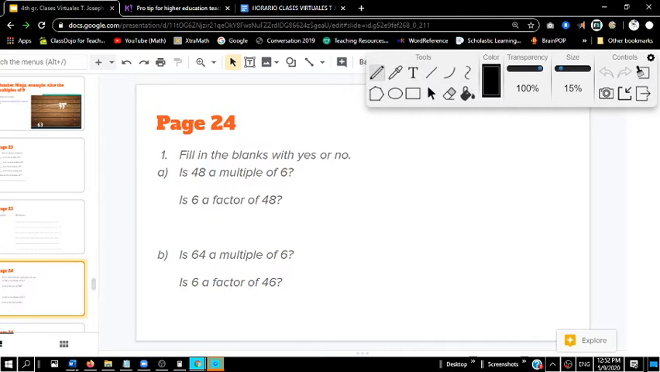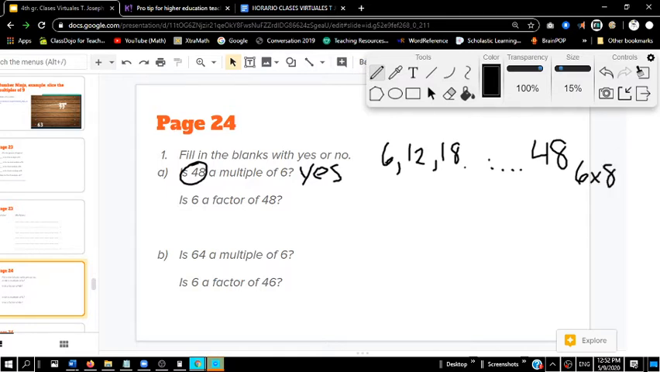Let's see. Is 48 a multiple of 6? Well, 6, 12, 18. If I continue, will I get to 48? Yes, I will, because 6 times 8 is 48. Okay, so yes, that is correct.